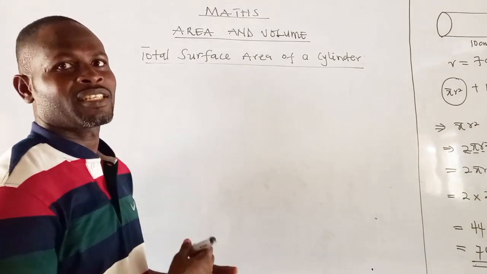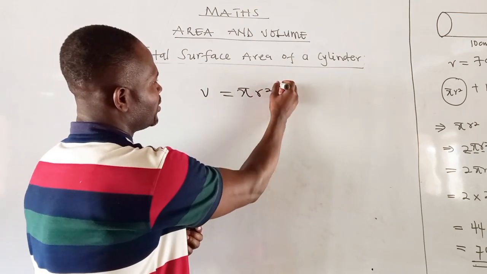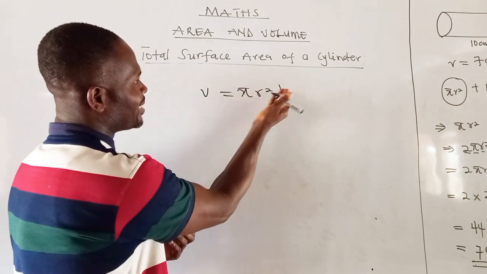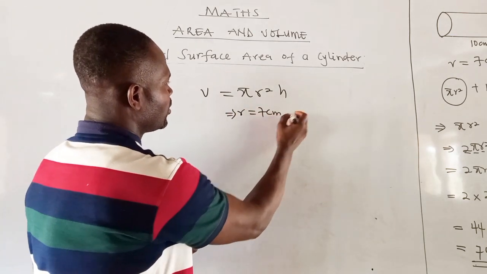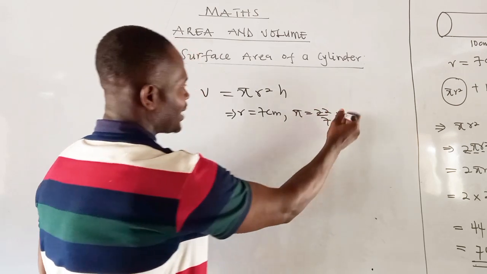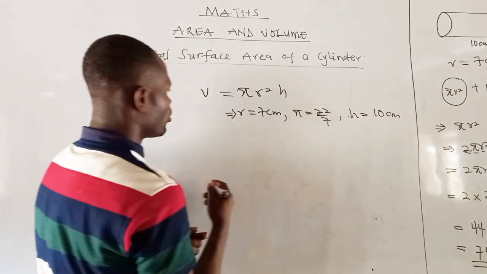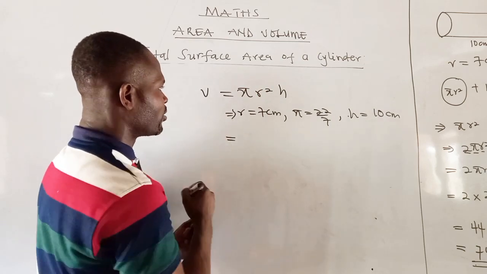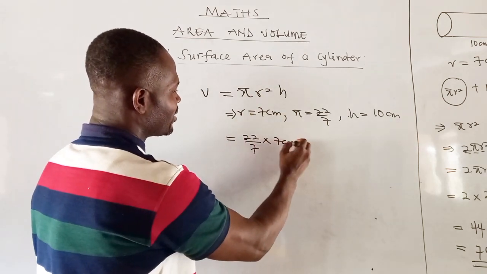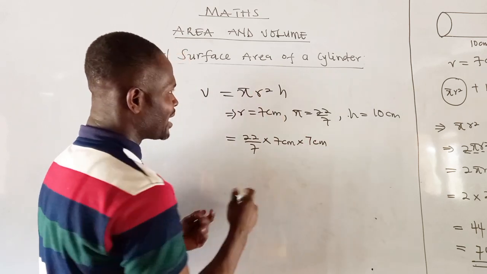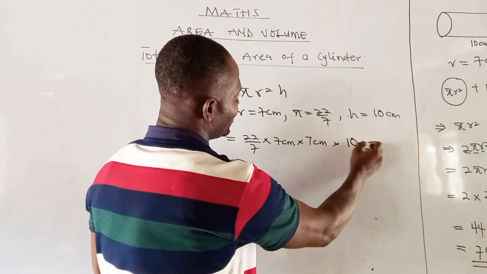Now we move to find the volume of the cylinder. The volume is equal to pi radius square times the height, so the area of the base times the height. With the cylinder that you have there, the radius is 7 centimeters, pi is 22 over 7, and the height is 10 centimeters. So we just put the values in and get our result: pi, 22 over 7, times the radius square, 7 centimeters times another 7 centimeters, that is the radius times the radius, times the height, 10 centimeters.